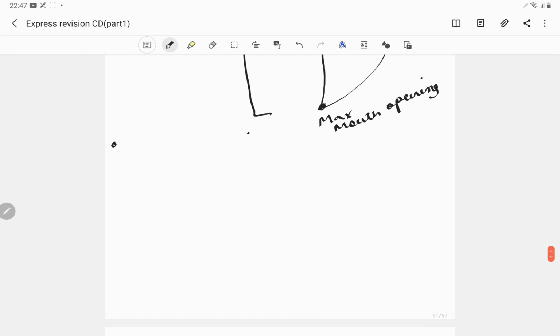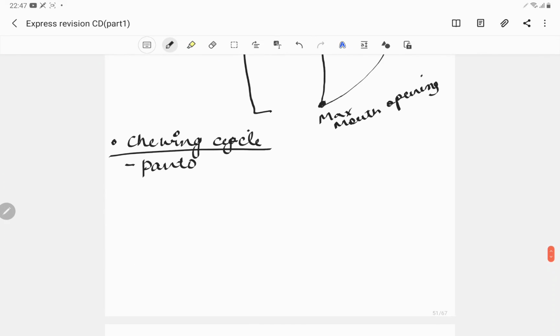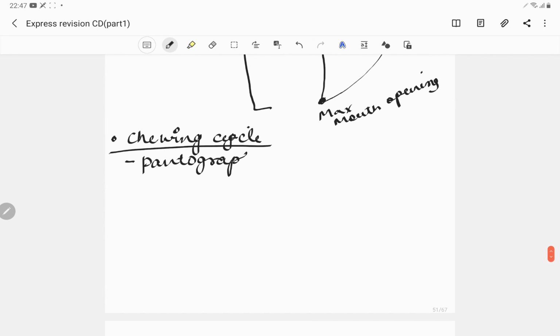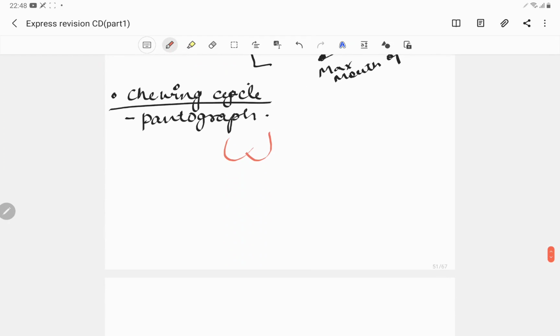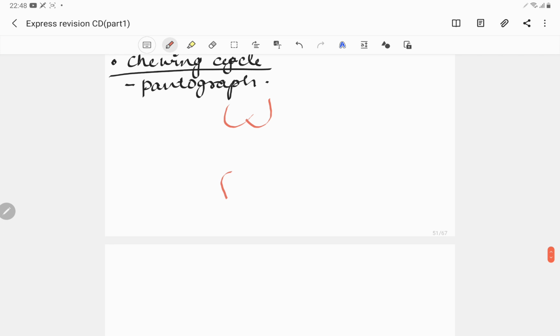Now one more thing is the chewing cycle, which is recorded in the sagittal plane. The chewing cycle is recorded in a pantograph, which is again a three-dimensional pantograph. To make it easier for you to understand, let's draw two teeth first. Suppose these are the maxillary teeth and here are our mandibular teeth, right? First of all, imagine that they are in contact. So here is going to be the contact.